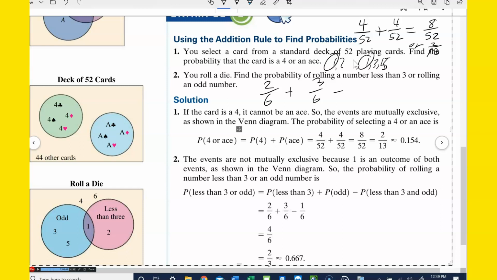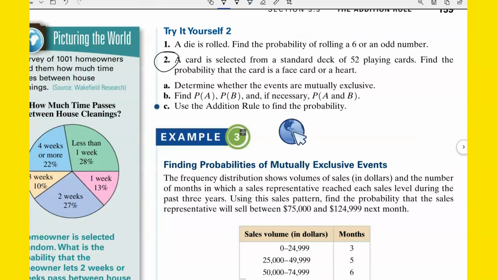So we need to subtract the probability that you are both less than 3 and odd, which is just 1. 1 is the only number that is less than 3 and odd. There's only one example there, so 1 out of 6. So now we add and subtract. That's going to be 5, that's 4 out of 6, or 2 out of 3, or 0.667. I want to do this one on the try it yourself. Go ahead and do that one, and then we'll do it together.